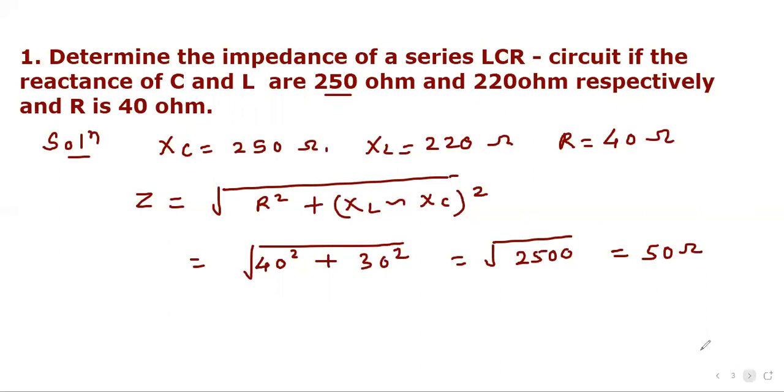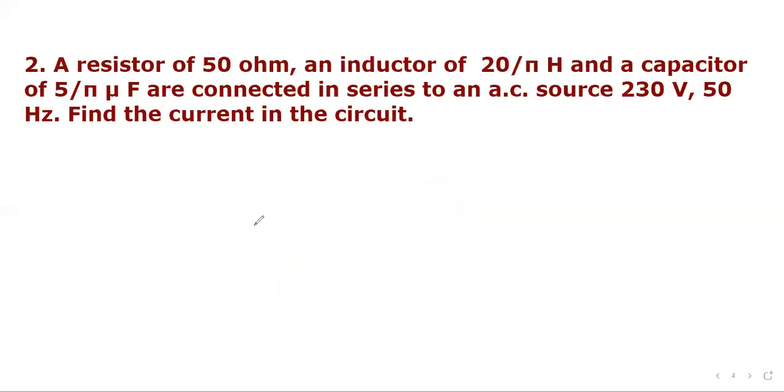Now let's go to next question. Question number 2. A resistor of 50 ohm, an inductor of 20 upon pi Henry, and a capacitor of 5 upon pi microfarad are connected in series to an AC source of 230 volt 50 hertz supply. Find the current in the circuit. So let's write the information.